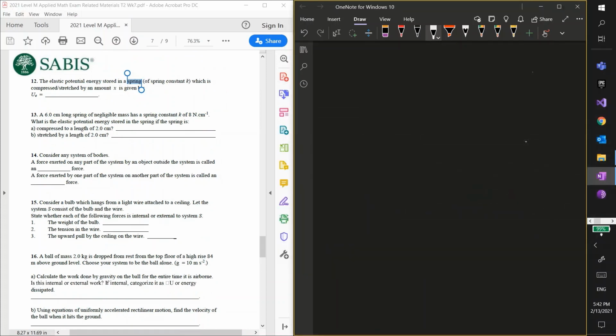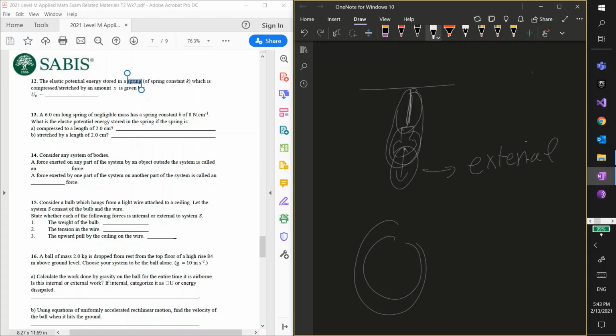Question 15. Consider a bulb which hangs from a wire on a ceiling. You have a wire right here, and then you have the bulb. The question says your system is only the wire and the bulb. State whether the forces are internal or external. First, the weight of the bulb. What is weight? Weight is the force done by Earth on the bulb. Earth is not part of the system because your system is only the bulb and the wire. Thus, gravity, which is weight, is external because Earth is not part of the system.